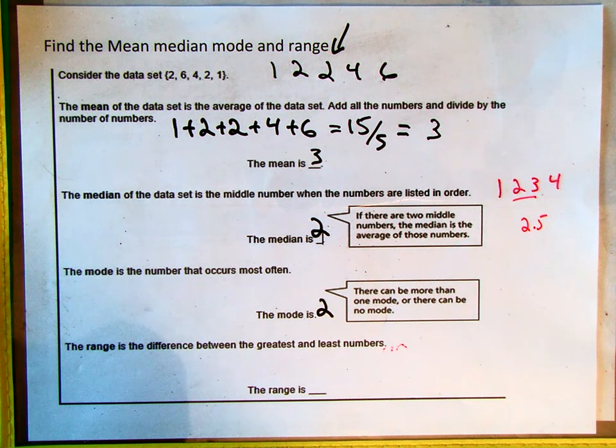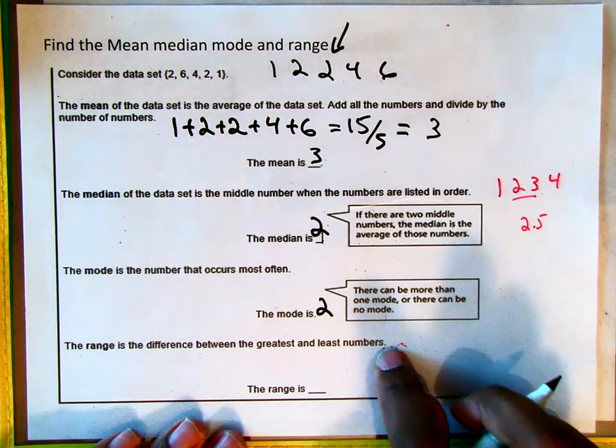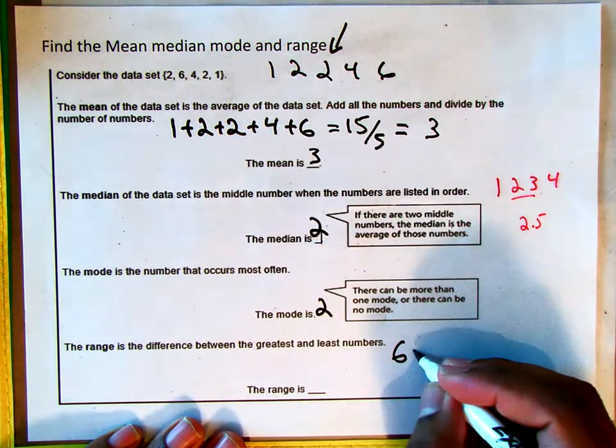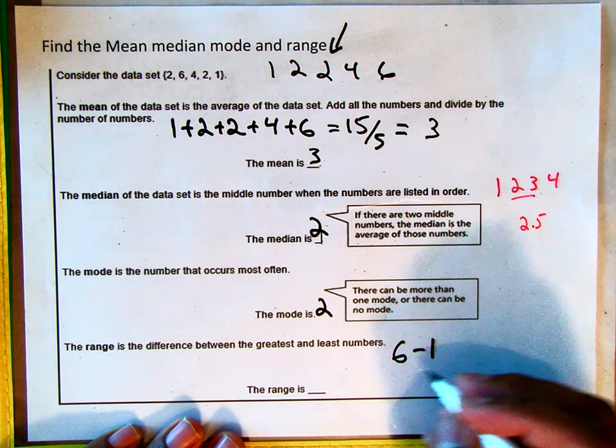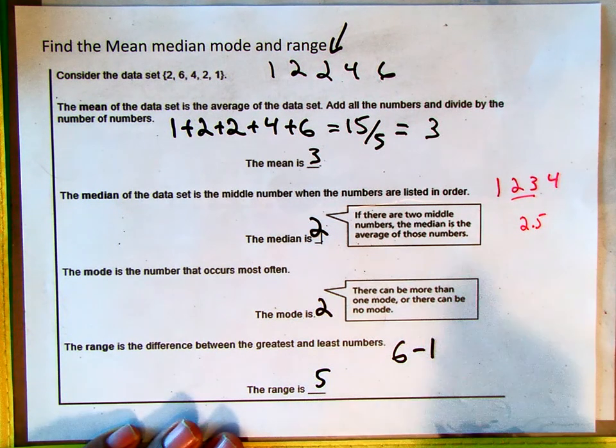All right, the range. The range is the difference between the greatest and the least number. So the greatest number here is 6, and the smallest number is 1. And when we subtract those 2, we get 5. So the range is 5.